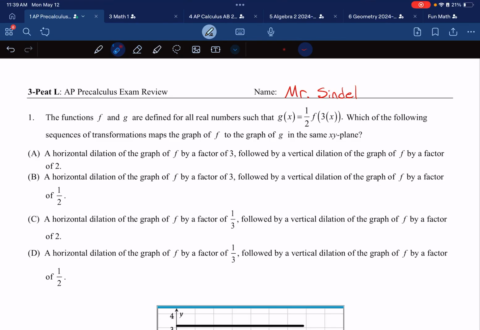This is AP Precalculus review for the final exam, known as our three-peat activities. We are on worksheet L. In number 1, we are asked to find what G does to F in terms of this function.